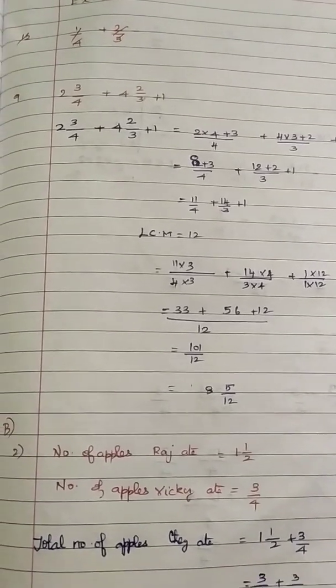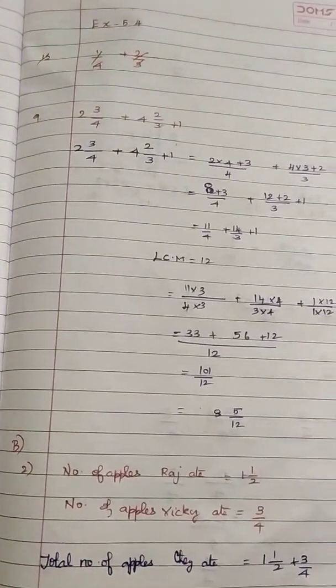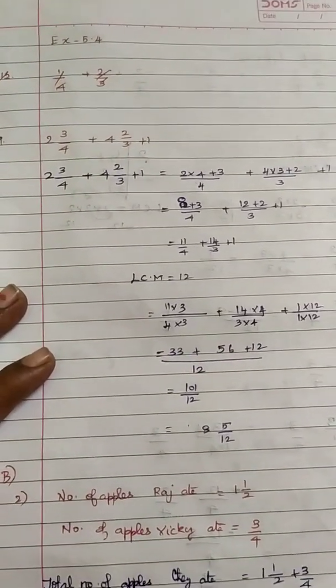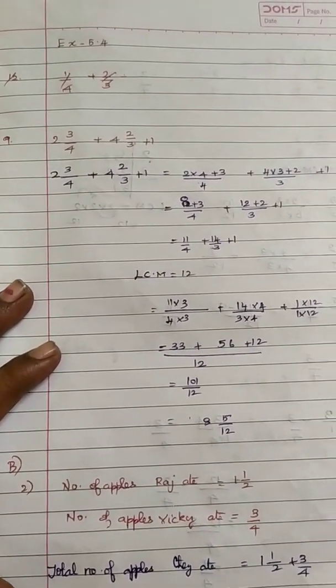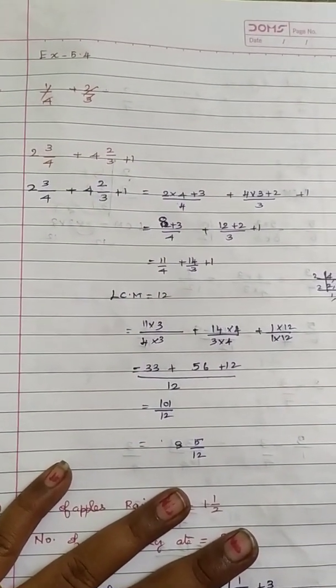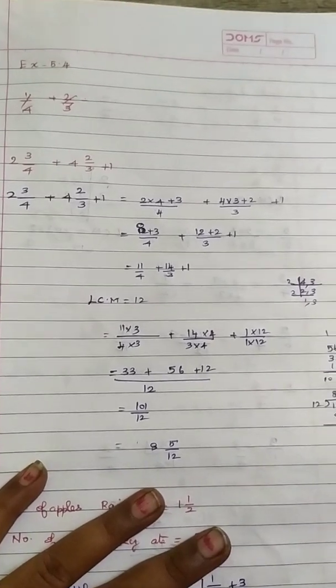Good afternoon, children. So we have completed up to exercise 5.4 problem number 7. In the next module, I am going to start with problem number 9. So 2 3/4 plus 4 2/3 plus 1. You have two fractions in mixed fraction.